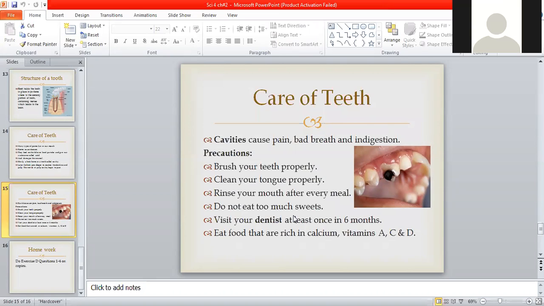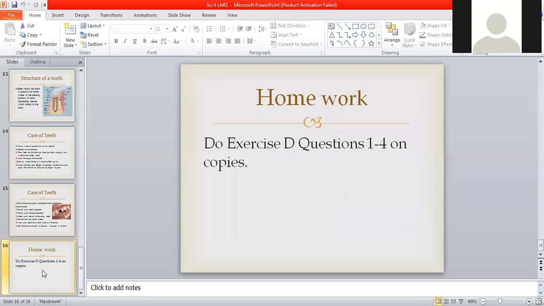So here is the wind up of our topic, teeth. In the next lecture, we will discuss digestion. Here is the homework visible on your screen: you are going to do exercise E on your copies, and I hope everyone received the copies from the school. Besides this, later on you will do your remaining exercises, that is exercise A, B, and C, true false, filling the blanks. Also fill it in your books.